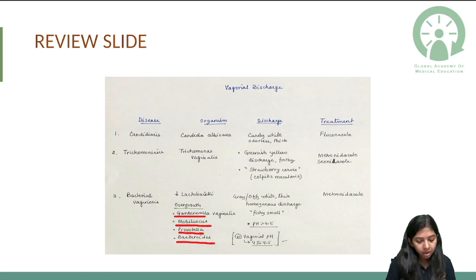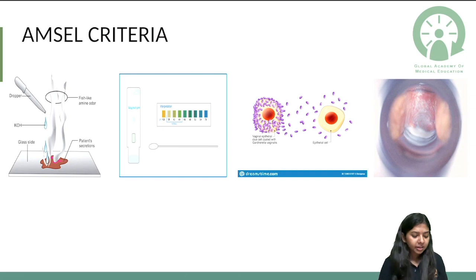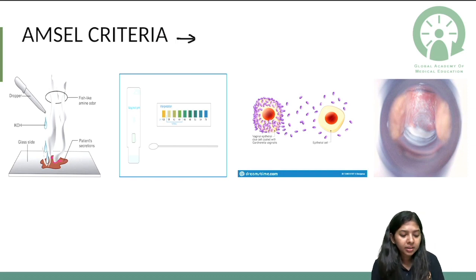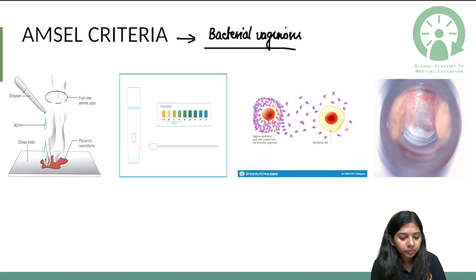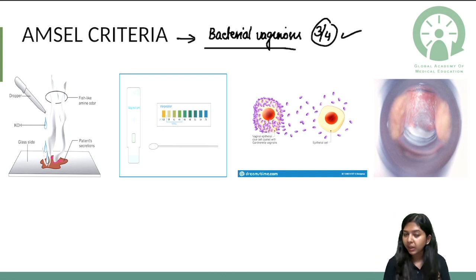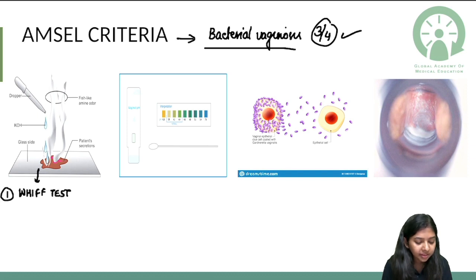Okay. Now let's quickly look at this criteria. This criteria is used for diagnosing bacterial vaginosis. Right? 3 out of 4 if present strongly suggests bacterial vaginosis. What is this test? This is the whiff test. This is the number 1 criteria. So you take the patient's secretions, you put a drop of KOH, and then you have to whiff it. So it gives a fishy amine odor, right? Fish-like odor.